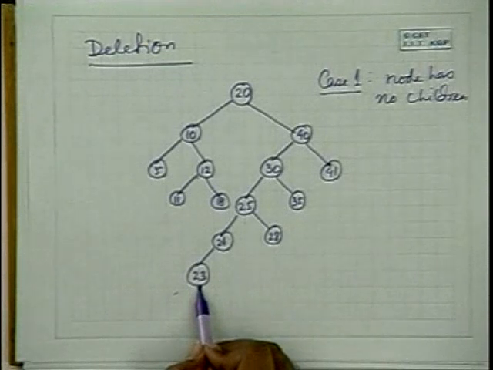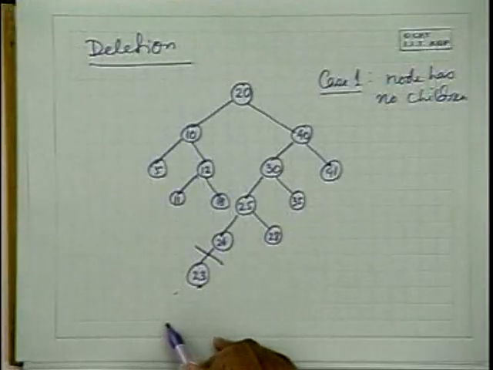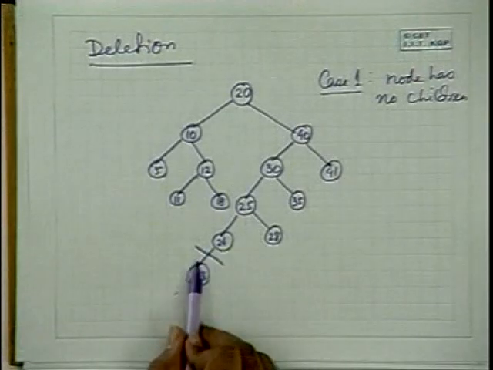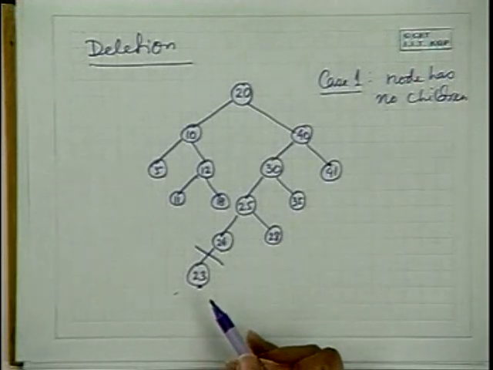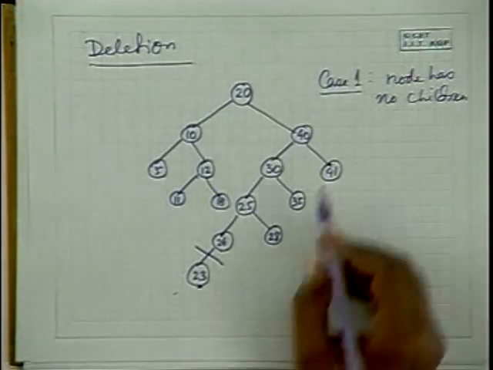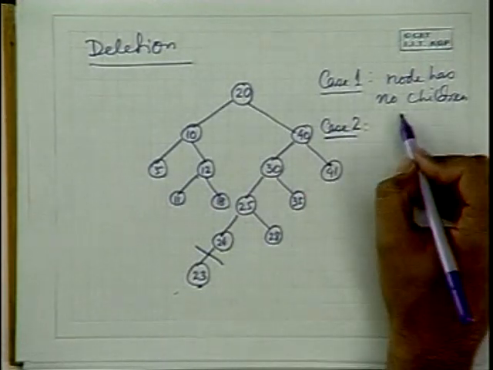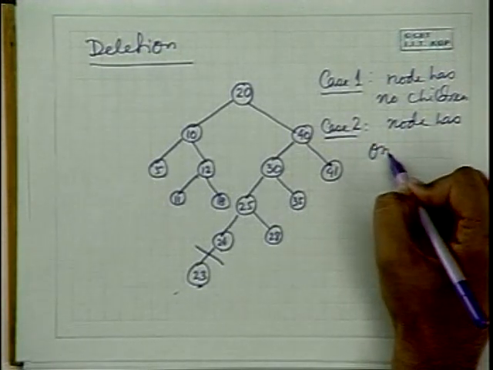If I tell you to delete this node, what would you do? How would you delete? Just cut it off from the tree. So basically you say the node containing 24, its left child is to be null. No problem. It's the last node, no children. So this is the easiest case. Case 2: node has one child.